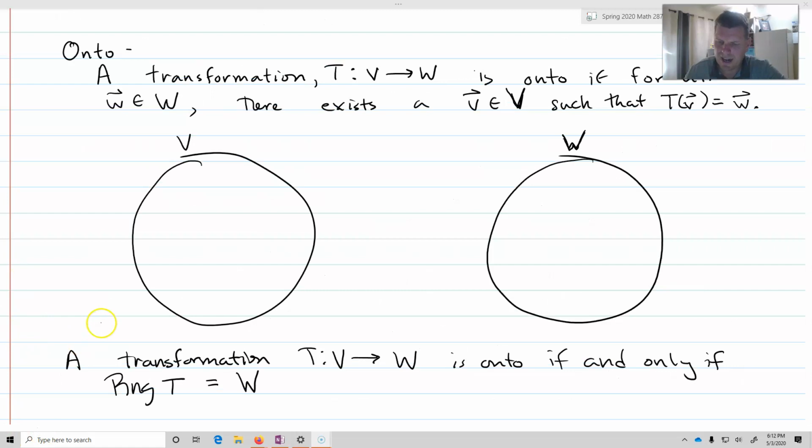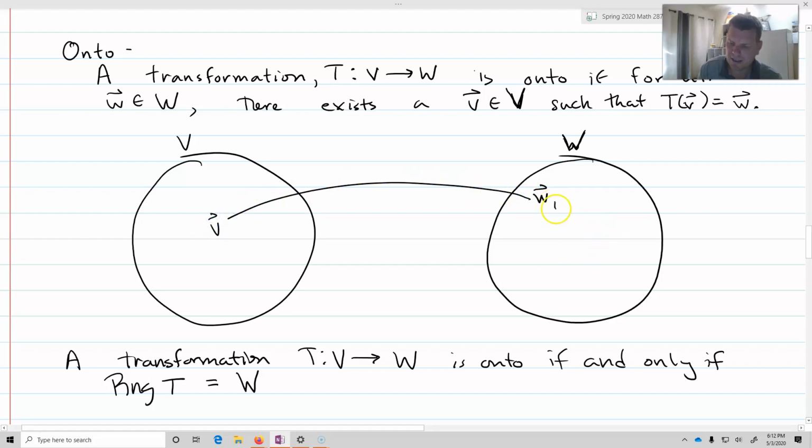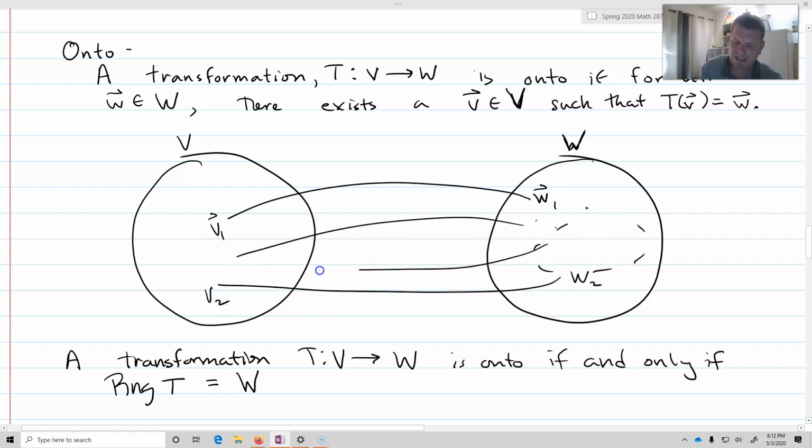Our next idea is this idea of being onto. A transformation T: V to W is onto if for all w belonging to W, there exists a v belonging to V such that T(v) equals w, okay? So the idea here is that we have anything in W, and it's going to map back to something in V. Take a w1, it'll go to v1, w2, it'll go to v2. Choose anything in W, it's got something to map back to. There's nothing in W that can't actually be found with what we call a preimage in V, okay?